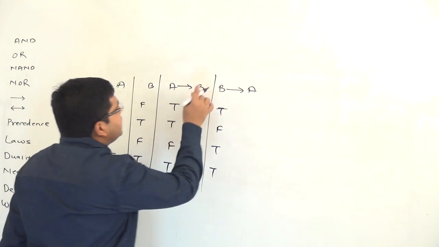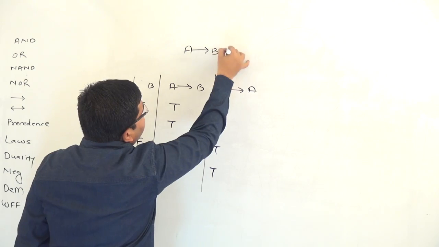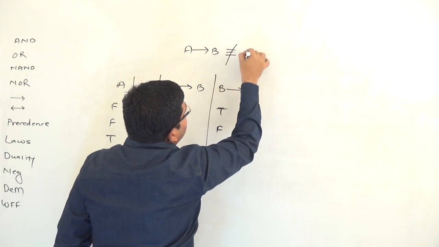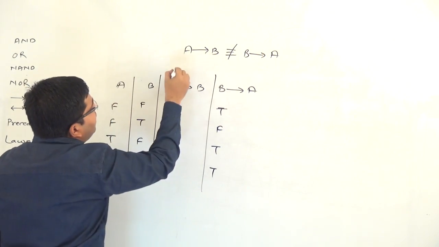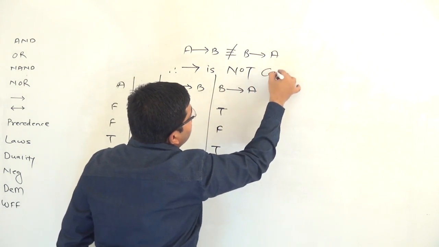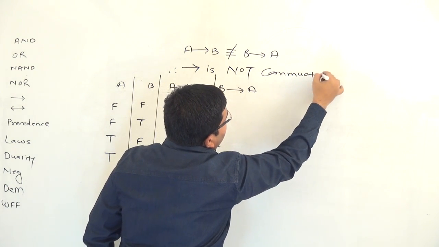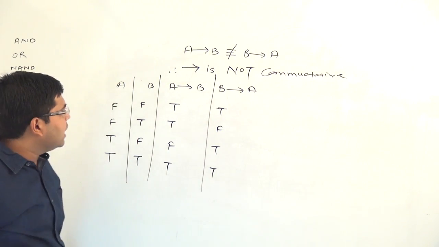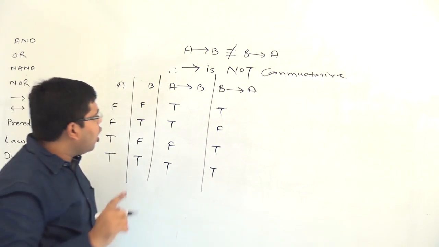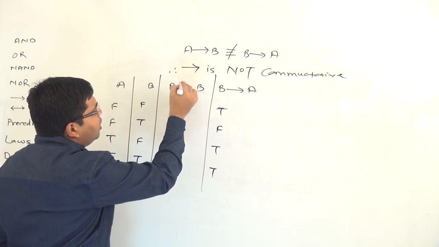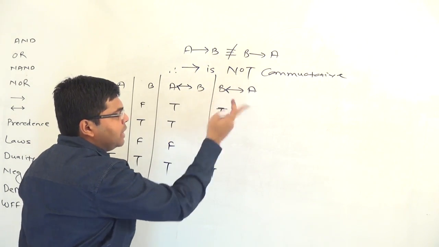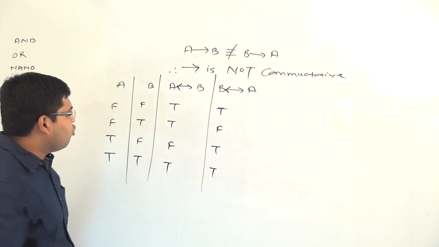And from this we can say that A implies B is not equivalent to B implies A, and therefore implication is not commutative. Similarly, let us check whether double implication is a commutative operator or not. For that I need to do simple modification here. We will make it double implication. Here A double implies B and then B double implies A. So I am changing the side and let us see what will be the truth values here.